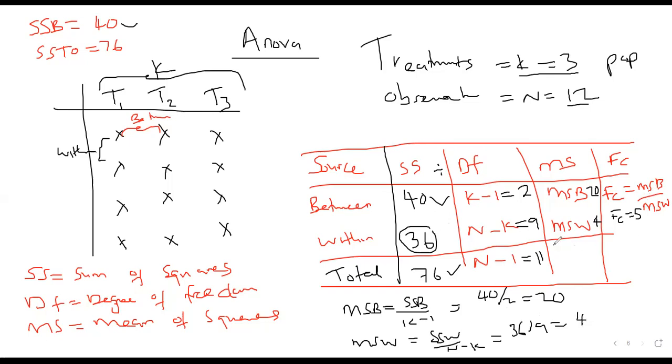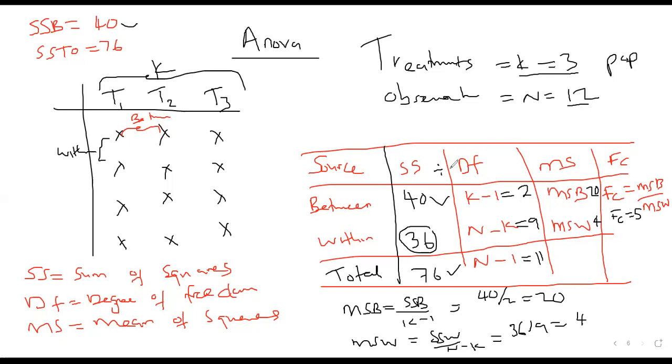And finally, how did you find the F calculated? We divided the MSB by the MSW. 20 over 4, which is 5. All right.